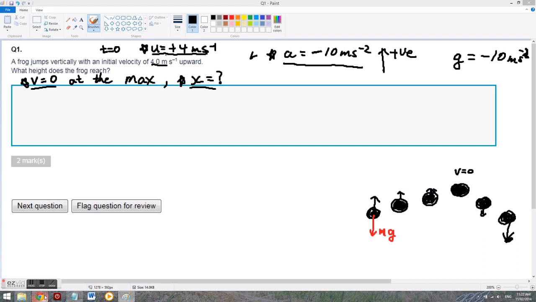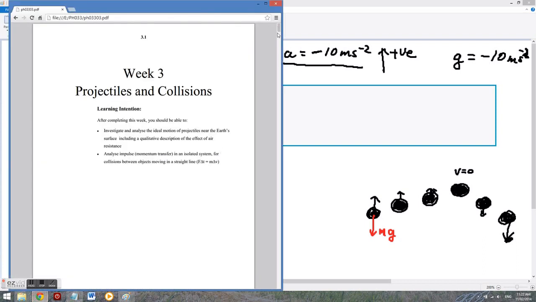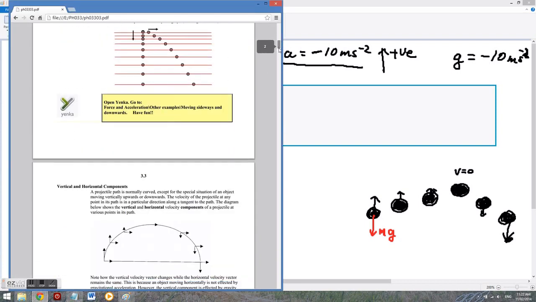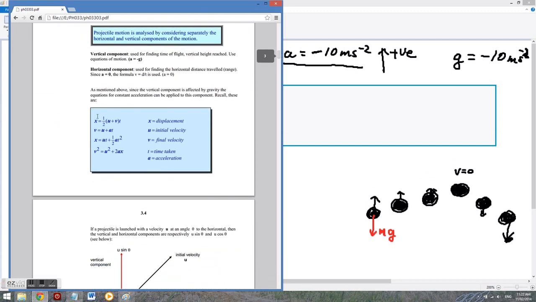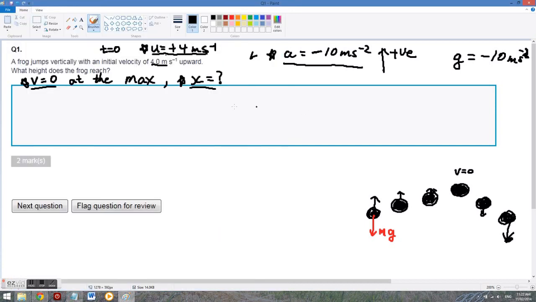Find the equation that contains u, v, a, and x. Let's go to the notes. Constant acceleration. Make sure those equations are on your cheat sheet. So we're looking for u, v, x, and a. That's the one: v squared equals u squared plus 2ax. Then put the values in.